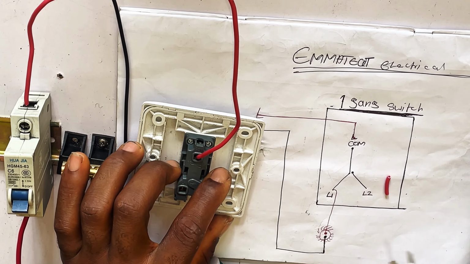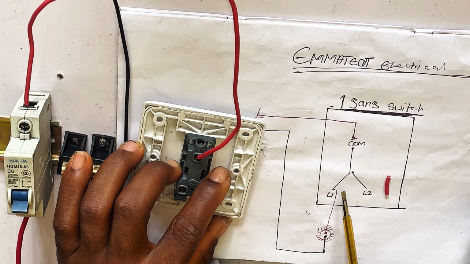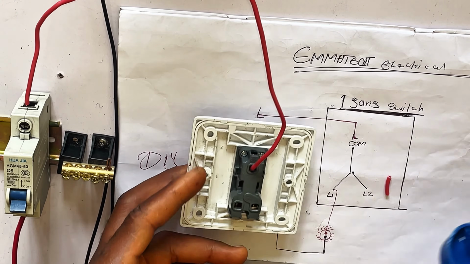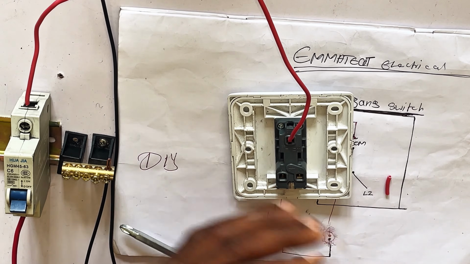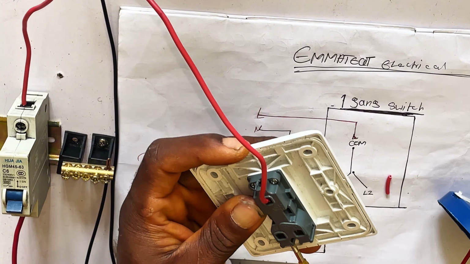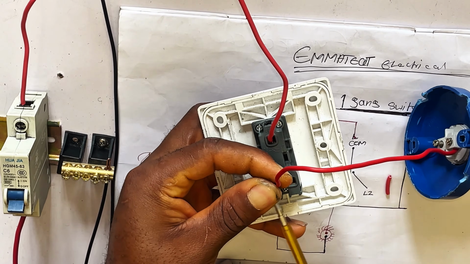Now we are going to connect our light bulb to L1 of our switch. When you look here, you can see that L1 is written here. So let's go ahead and connect our bulb to L1 of our switch. Let me loosen it and put my bulb here.